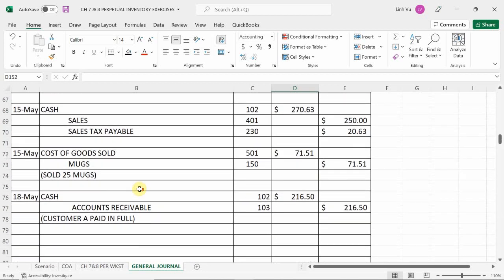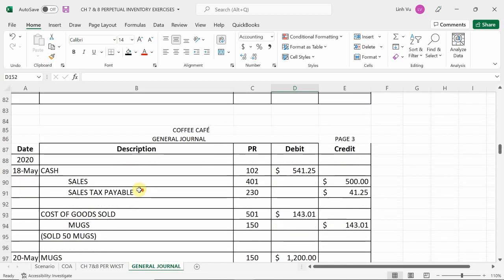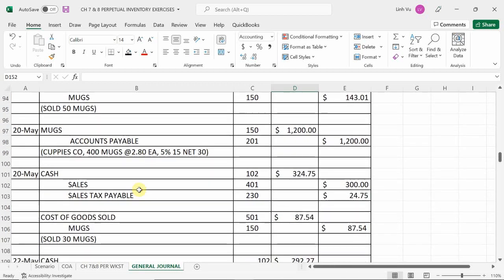Then the last batch of inventory that I made was purchased on May 20th, which they gave me 15 days to make a payment. In this case, 15 days from May 20th is going to be June 5th. So if I'm making a payment as of May 30th or 31st, then yes, I definitely made the discount because I paid within 15 days.